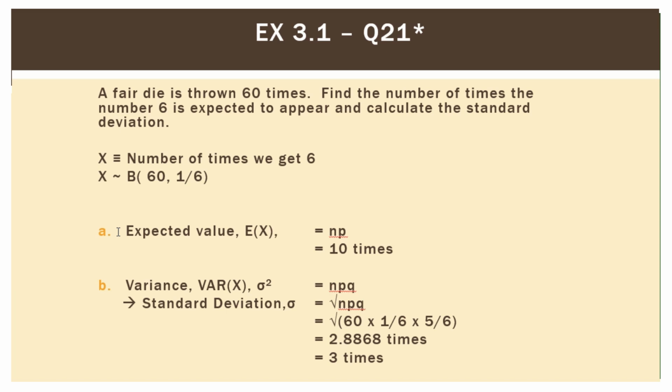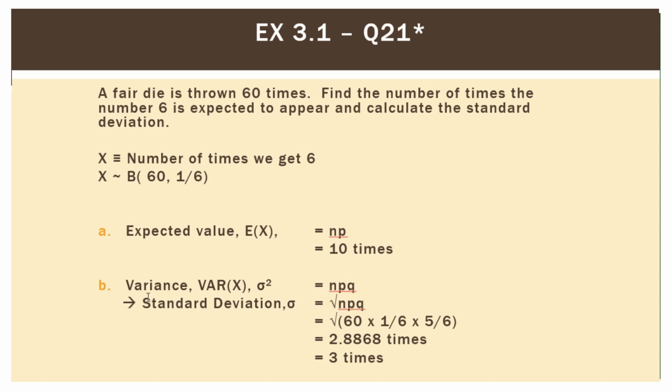Okay, this one, I went through it in my last video. So if you look at this one, when we are looking for expected value, in other words, the mean, for binomial distribution, the mean is n times p. That means the number of trials times the p. What is the number of trials? N is 60. What is p? 1/6. So you just multiply.